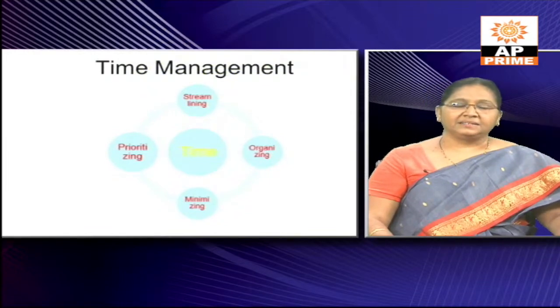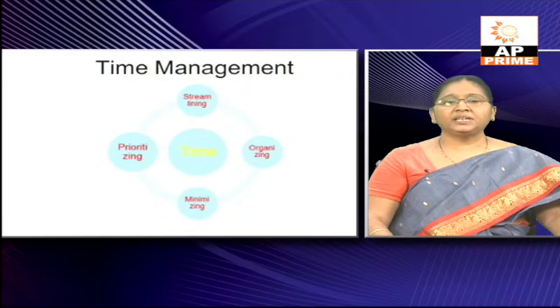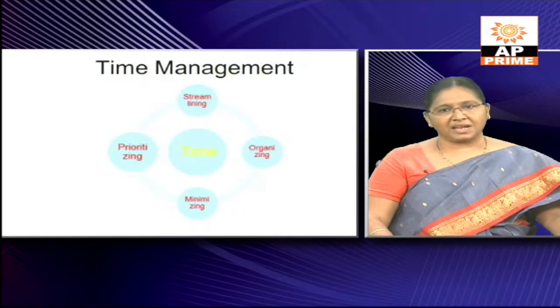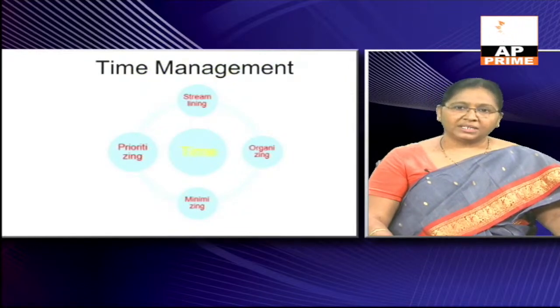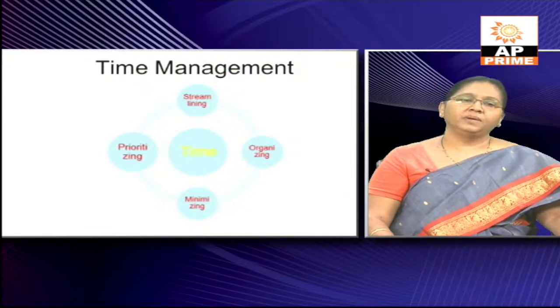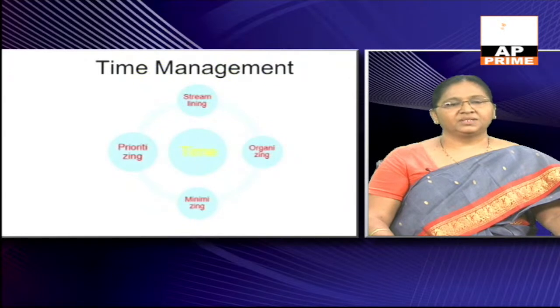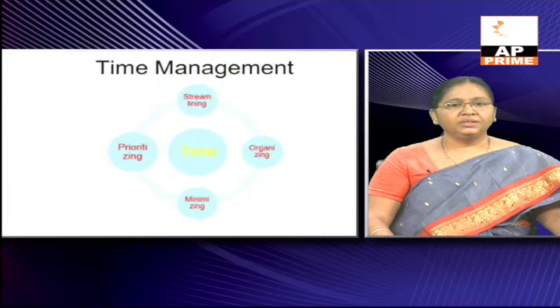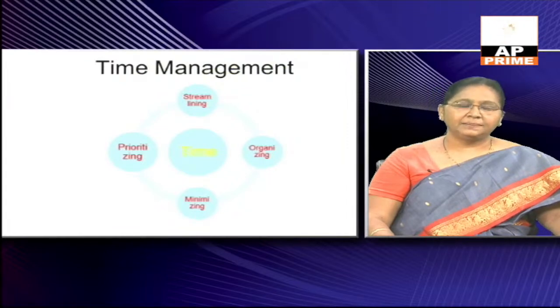Then prioritizing. Prioritizing is nothing but arranging in such a fashion what is to be done by me first and what is to be done by me last. Do not bring the last to the first and send the first to the last. So what you have to do? Organizing, minimizing, then prioritizing. Finally, streamlining. Streamlining is making a final draft of how to run your time. So time management is very, very important. If you cannot manage your time, you will remain an unsuccessful person.